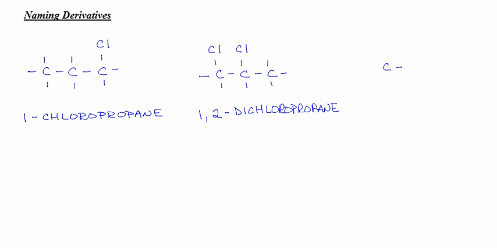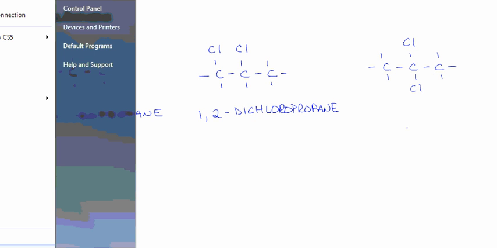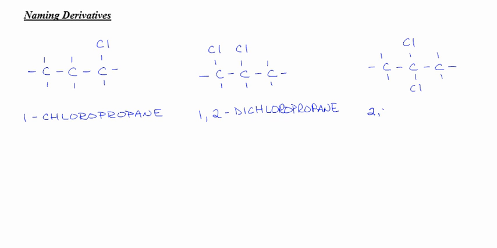So if you have this, which is still propane, and we put a chlorine and a chlorine on the second carbon, we would have 2,2-dichloropropane. So hopefully it's making sense. You're done with 3 of the 8.